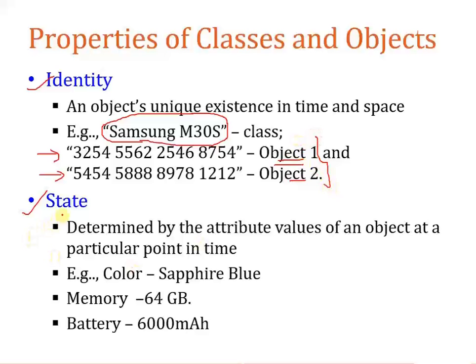Next is called state. State determines the attribute values of an object at a particular point of time. For example, the color of the mobile phone M30s may be sapphire blue, the memory is 64 GB, and its battery power is 6000 mAh. So these are some of the state of an object at a particular interval of time.